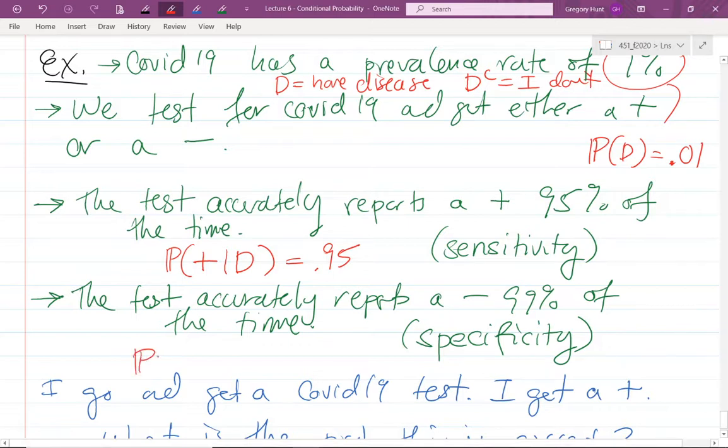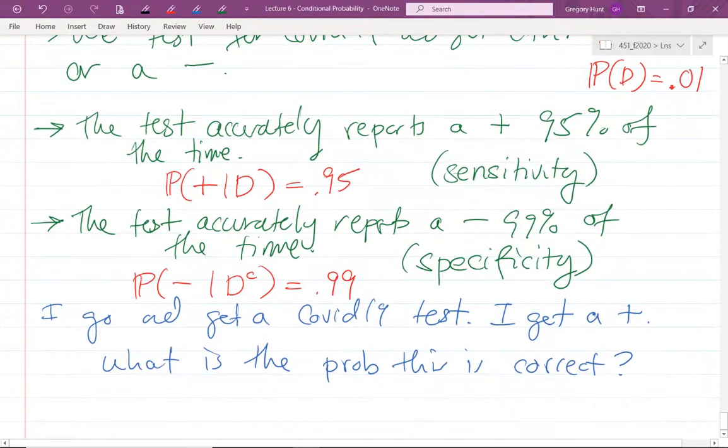Specificity is kind of the mirror image. It's, given I don't have the disease, what's the probability that I get a negative result? These are made up numbers, but you can estimate them. You get a bunch of people you think don't have the disease, maybe with some gold standard other test, and give them the test, and hopefully most of them come back negative. Right? So that's called specificity.